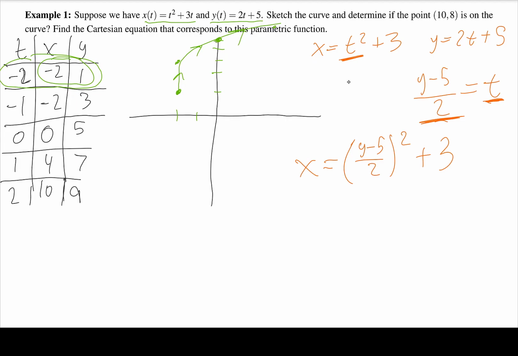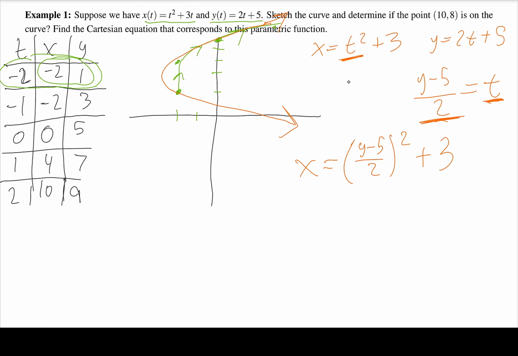So this green function that I drew should have actually looked more like this. It should be a horizontal parabola. And so when we're asked to sketch a curve, this is what I'm talking about. Get a few points that you know are correct, and then we can go to our Cartesian equation, and that'll give me an idea of exactly what it looks like.